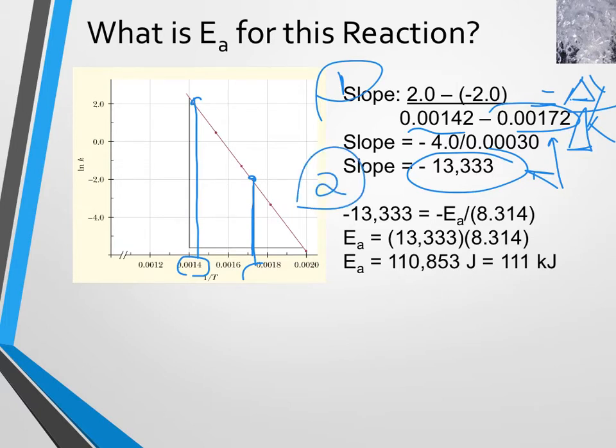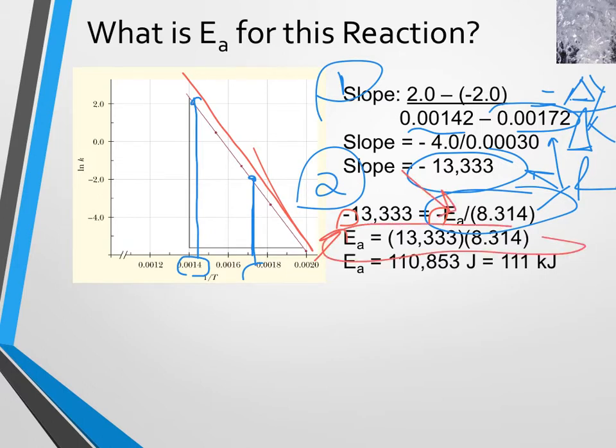So first you find the slope, then you set the slope equal to what it's equal to in the Arrhenius equation, which is minus activation energy divided by R. Notice at this point that you have minus on both sides, okay? The slope of an Arrhenius graph will always be negative, so you're always going to have a negative sign there. The equation has a negative, so I just removed the negatives.